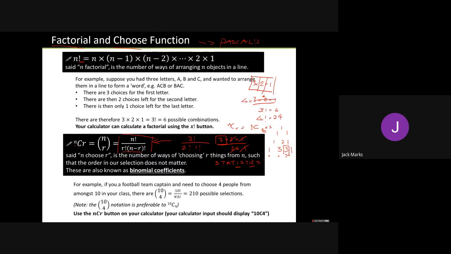Here's an example. If you are a football team captain and you need to choose 4 people from 10, the bigger number is always your n, so that would be your n, and 4 would be your r. There are 10 choose 4 ways that you could do it, and it's sometimes written like this. 10 factorial divided by 4 factorial times 6 factorial, you'll get a very large number.